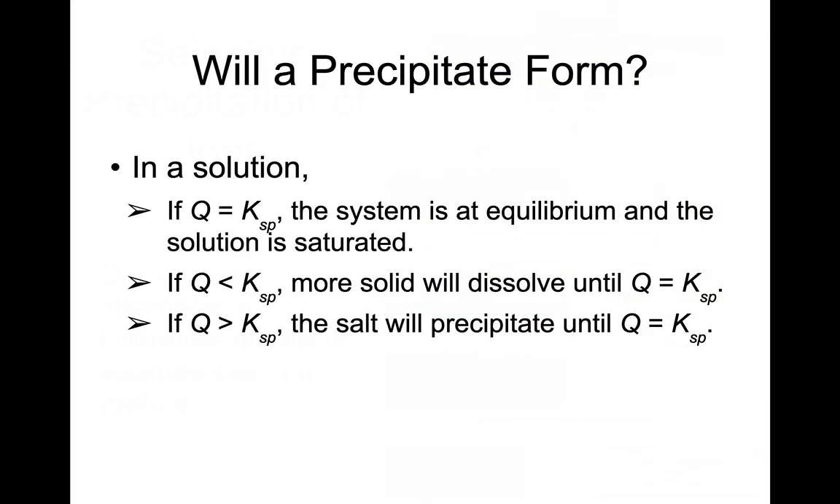Typically, let me go up one slide, we'll just be using this bit of information. If you're asked if a precipitate will form, you should look at calculating Q and comparing it to the solubility product constant.